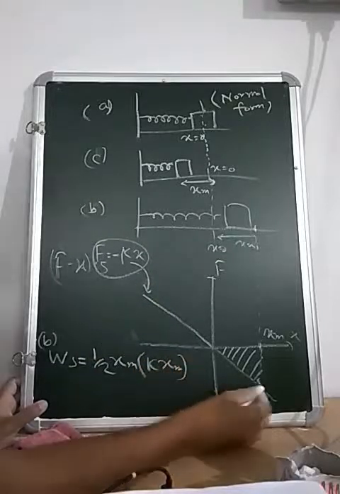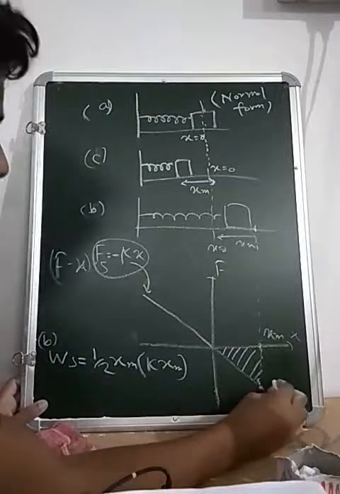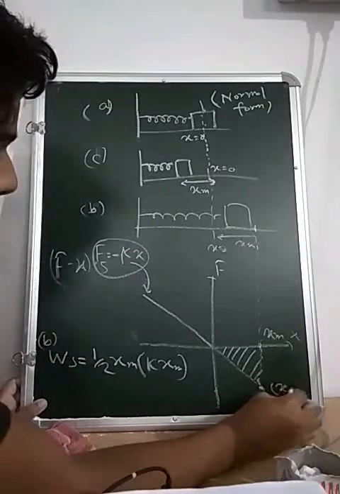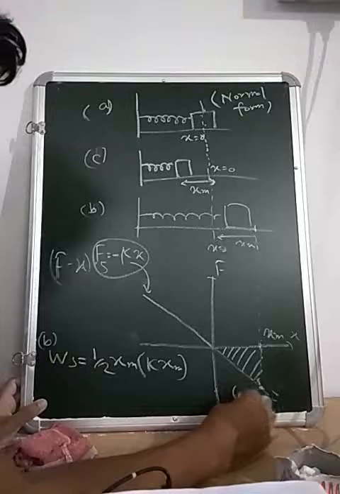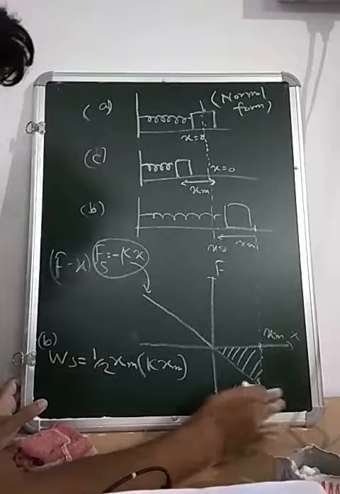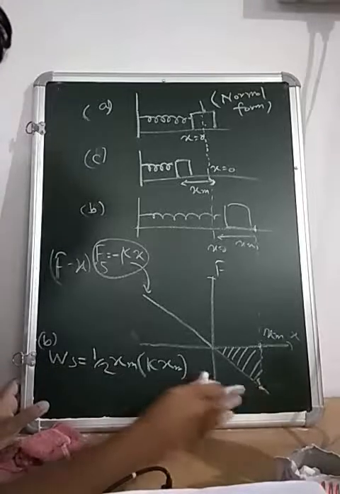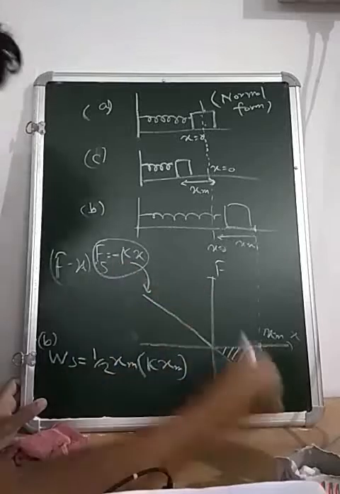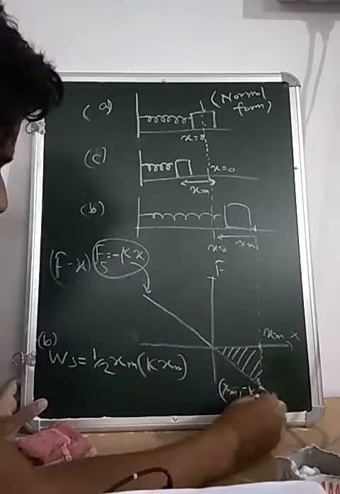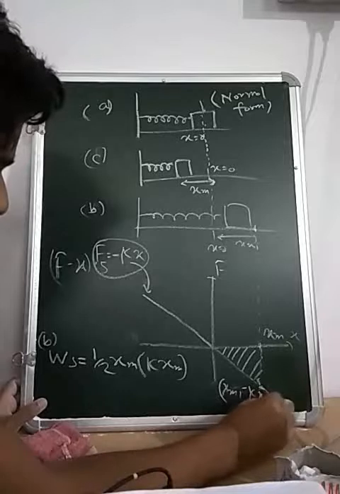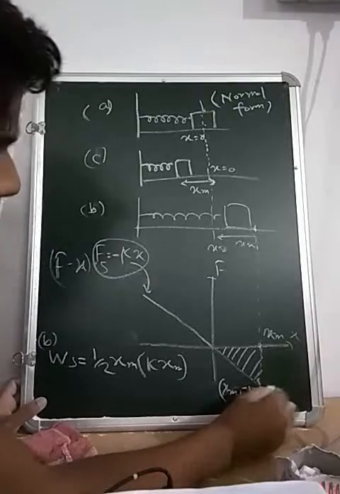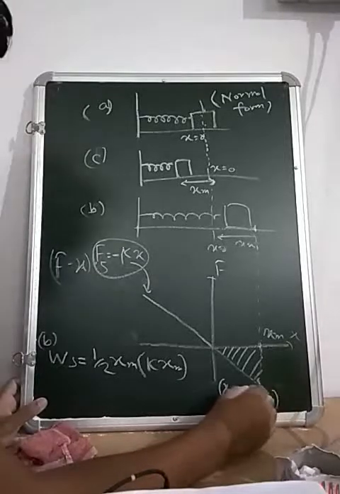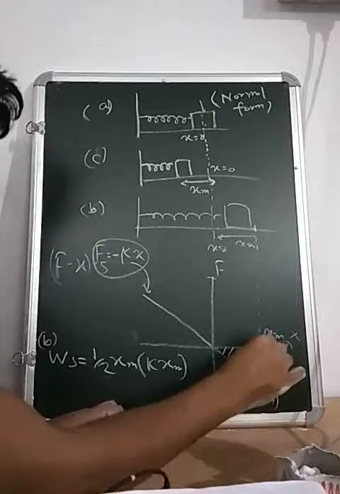Okay, so the coordinate of this point is what? Xm. Sorry, I'm writing this. The coordinate of this point is xm and minus k into xm. Okay, this is the coordinate of this point. So minus k into xm represents this height.